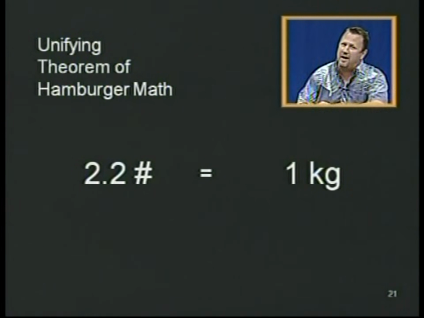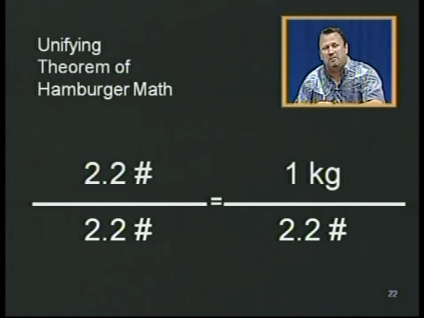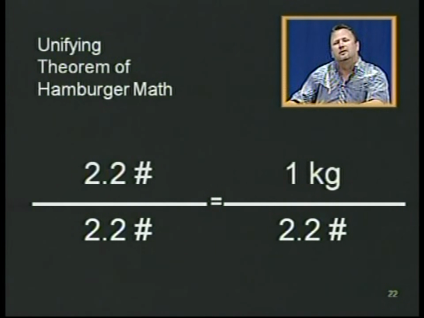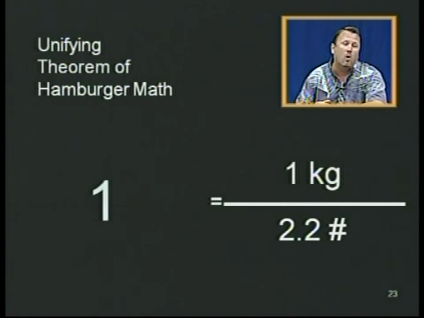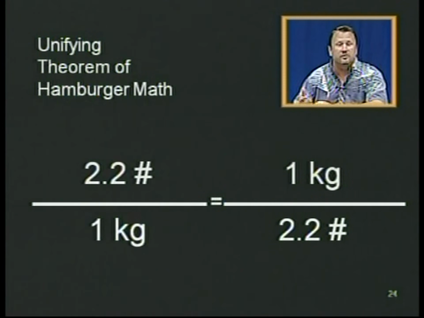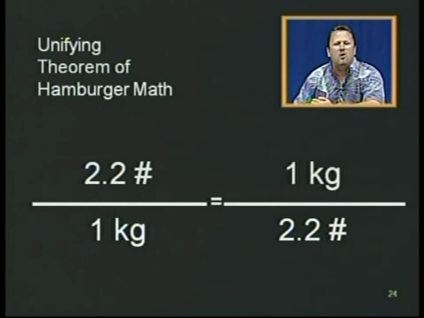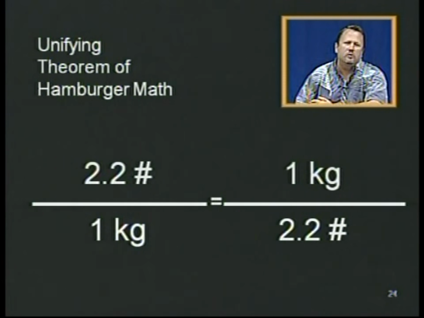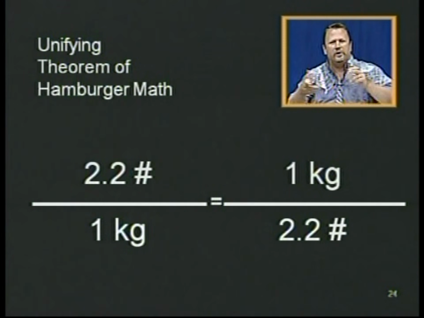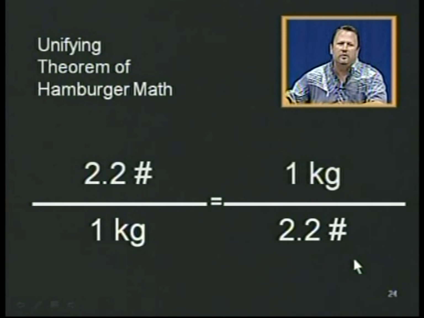If we take 2.2 pounds equals 1 kilogram and divide both sides of the equation by 2.2 pounds, then we get 1 is equal to 1 kilogram over 2.2 pounds. So notice 2.2 pounds over 1 kilogram is equal to 1 kilogram over 2.2 pounds. When we have numbers with units, we can turn those fractions upside down. These little lines might seem like division and fractions, but they're also little equal signs when units are involved.